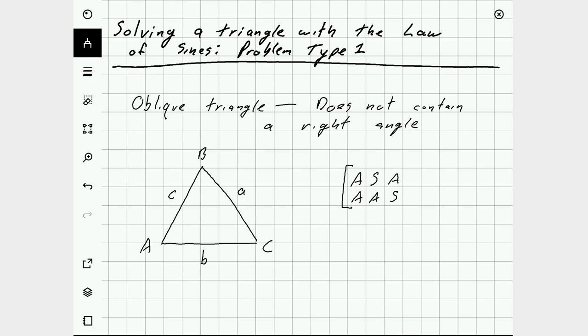I'll just mention we also have SSA, where you have two sides and an angle not between them; SAS, where you have two sides and the angle in between; and SSS, where you have all three sides and none of the angles. There will be separate videos that will talk about solving an SSA triangle and talking about the last two, SAS and SSS.